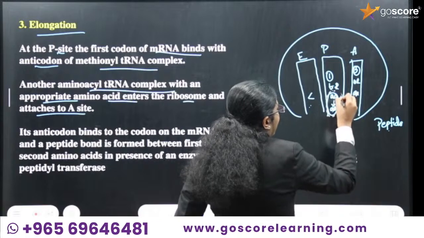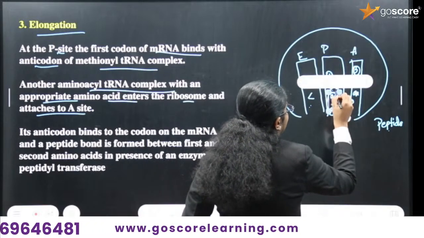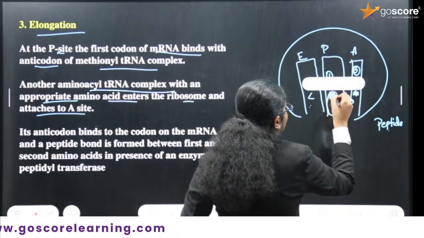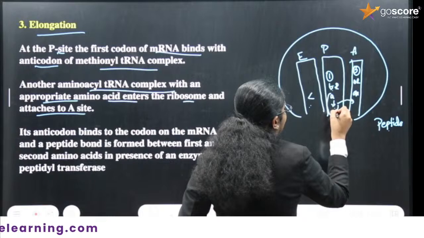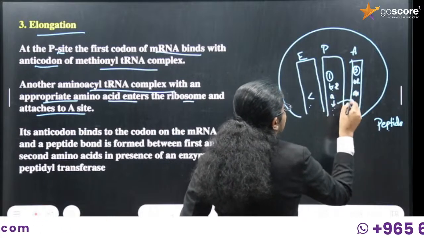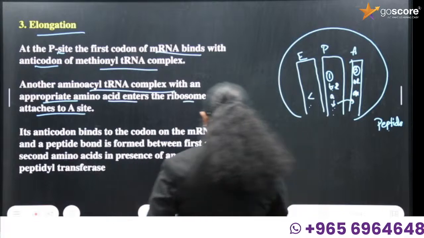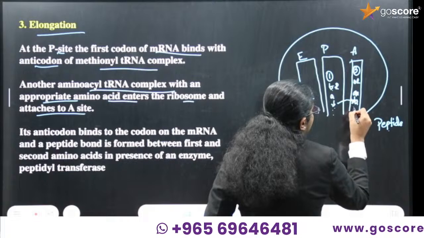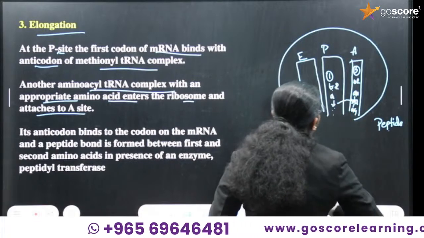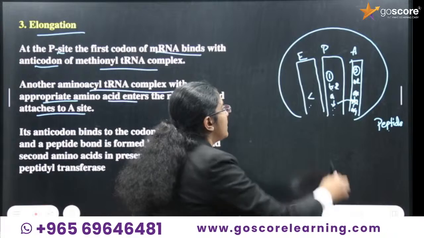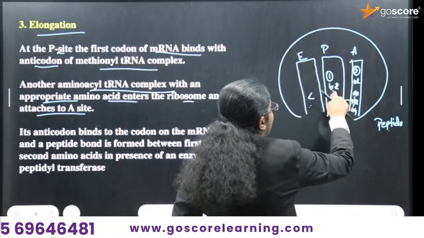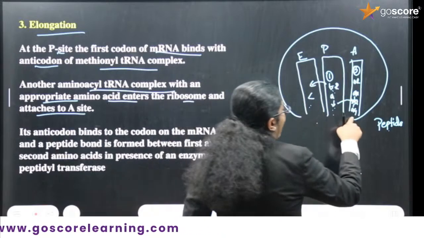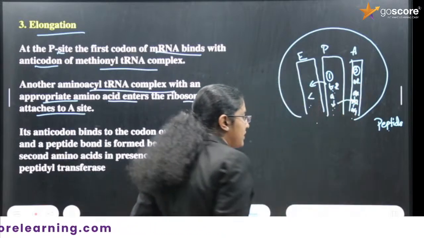So this amino acid will be moving to this side. How many amino acids will be present? Three amino acids will be connected. Here only tRNA is present. This tRNA will be moving to the next side, that is the E site. Now here how many amino acids are there? Three amino acids will be present, right?